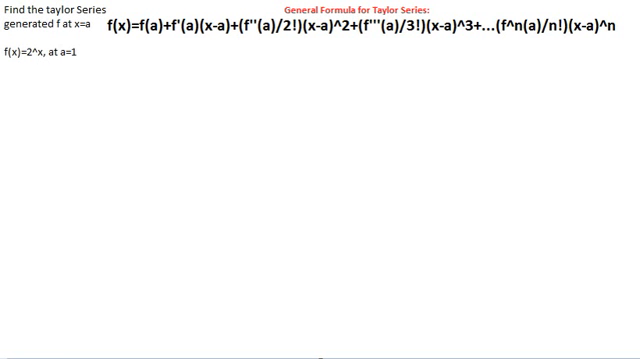Let's start off by taking the first derivative of the function. The first derivative of f of x equals 2 to the x follows one of the original calculus rules we learned in Calculus 1. The derivative of anything to the x is that number to the x times ln of that number. So for our case, f prime of x would equal 2 to the x times ln of 2.